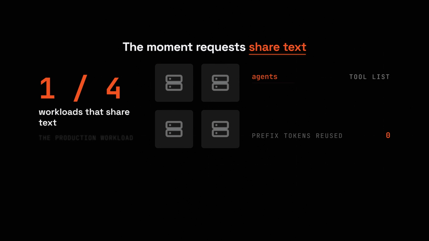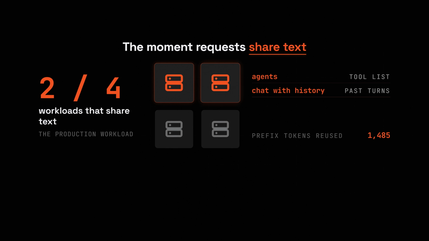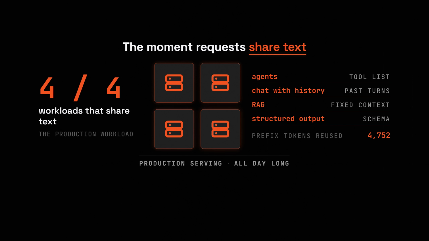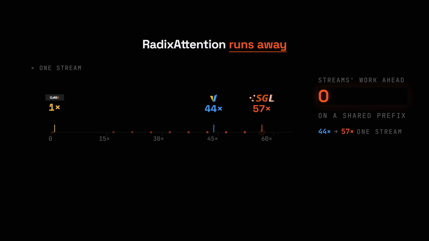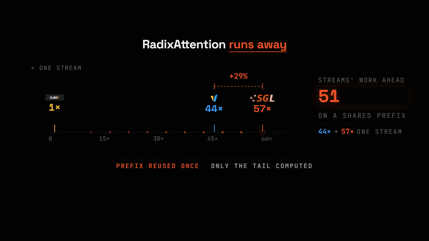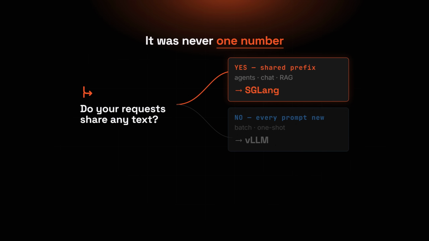Reach for SGLang the moment your requests start sharing text: agents, chat with history, RAG with a fixed context, structured output with a fixed schema. That is what production serving actually looks like all day, and it's exactly the workload where RadixAttention runs away from the field. That's the real answer to the fastest way to serve.